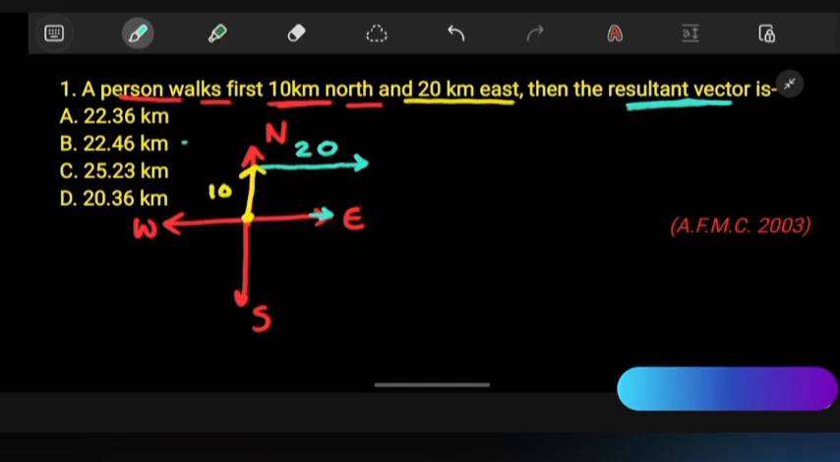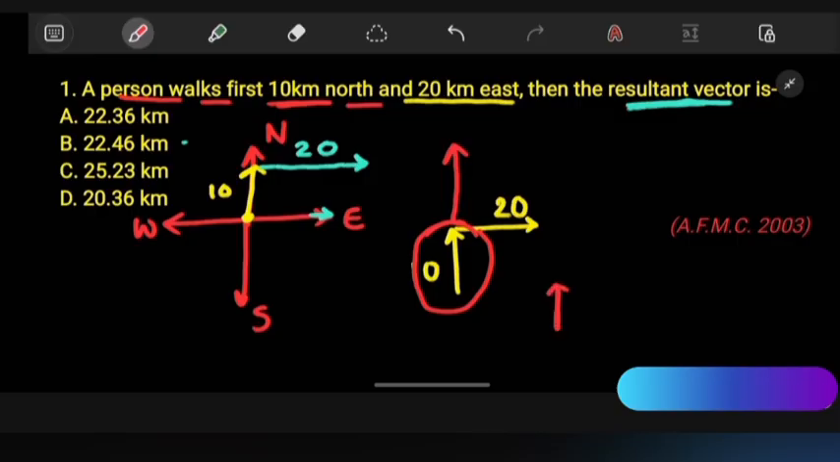We don't need direction here. We need the magnitude, because magnitudes are given in the options. Okay, then how will we solve this question? See, we are given 10 kilometers north and then 20 kilometers east. To find the resultant vector, we can put this vector slightly above for our solution. We can change the position of the vector but not the direction.